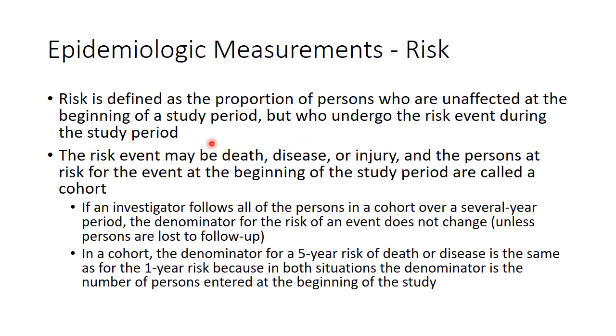We can classify this many ways. It could be death, a particular disease, injury, all of that. And basically what we're going to call the people who are at the beginning of the study, who are initially unaffected, is our cohort.